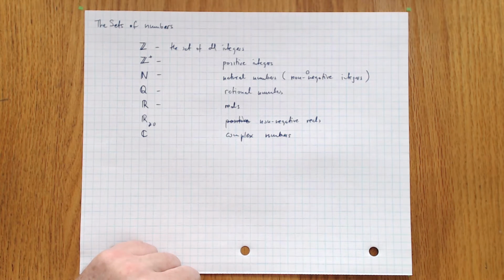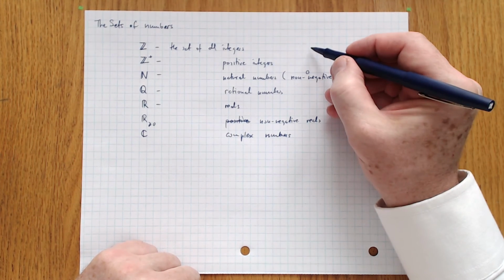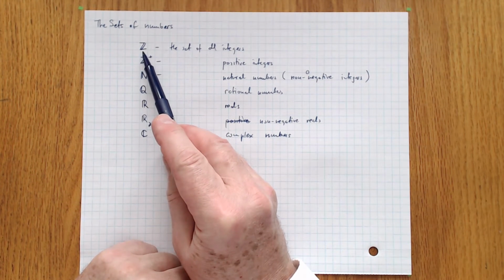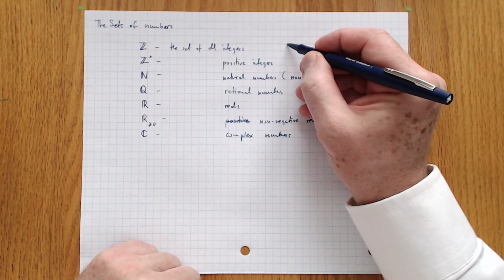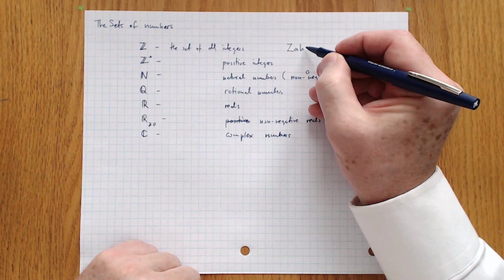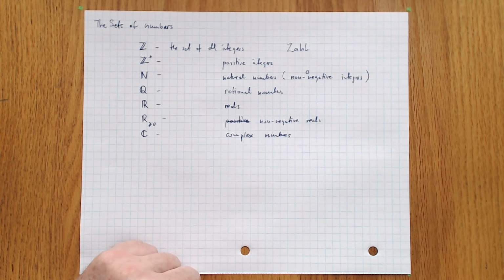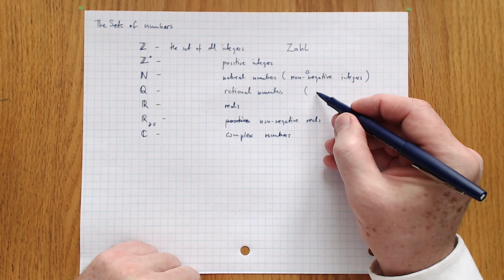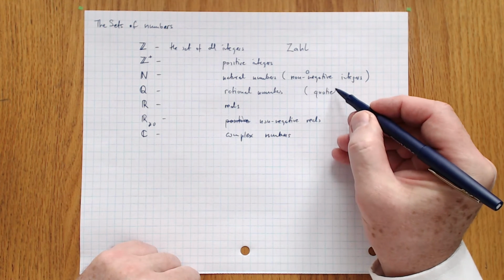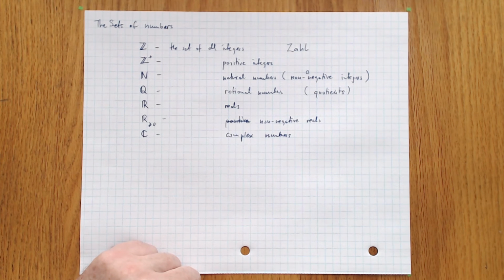To remember this notation, I can add that the letter Z used for the set of integers comes from the word Zahl, which in German means number. Q could be thought as coming from quotients, because rational numbers are quotients of integers.